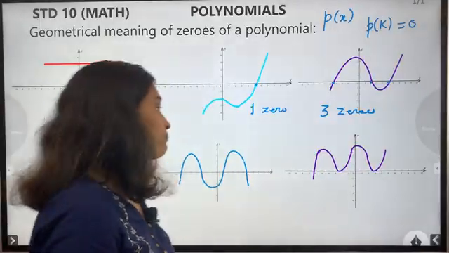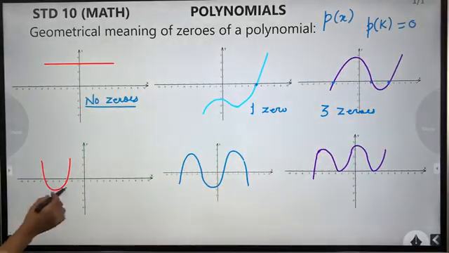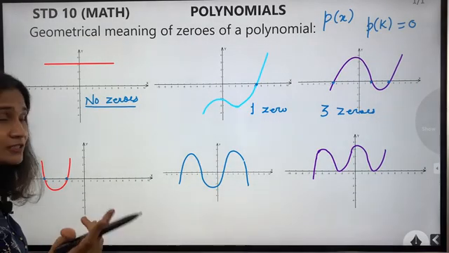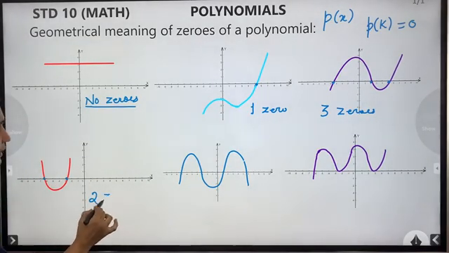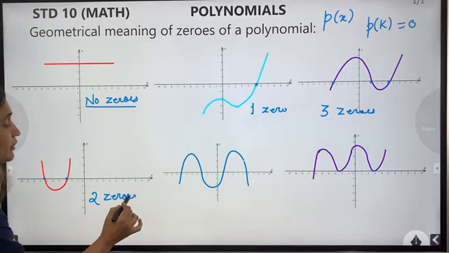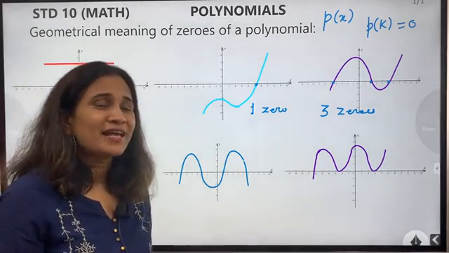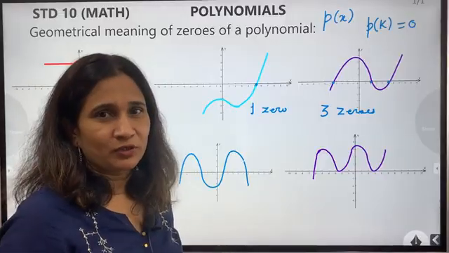Coming to the next graph, children, here you must have seen that it is intersecting the x-axis at 2 places. So obviously it will have 2 zeros. And where do you have 2 zeros, children, or 2 values? Especially for a quadratic polynomial.